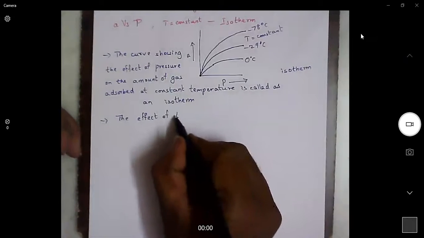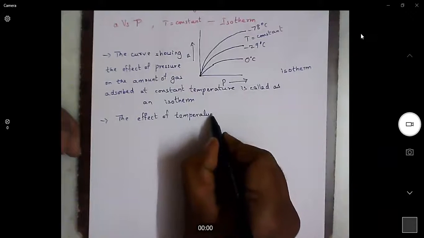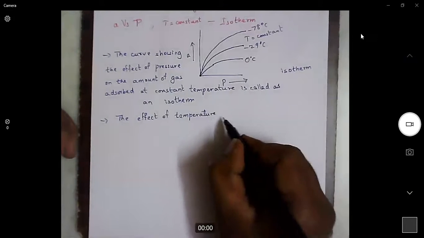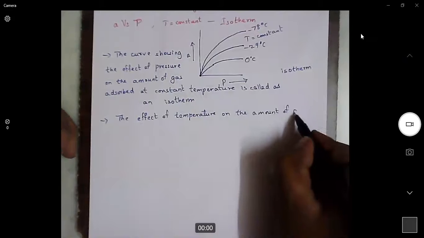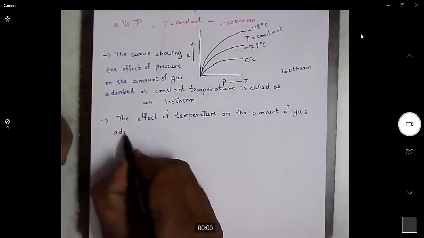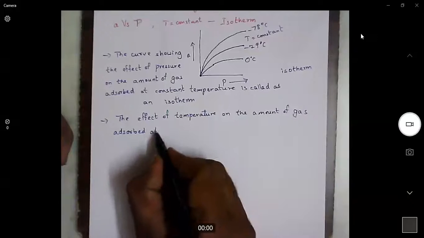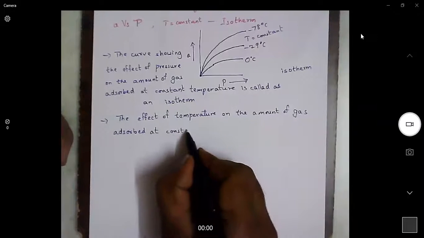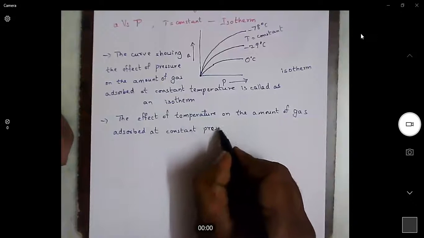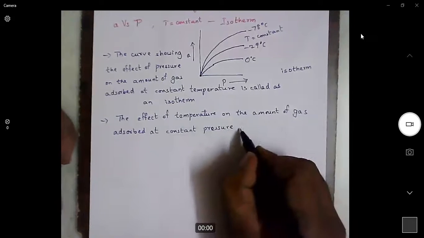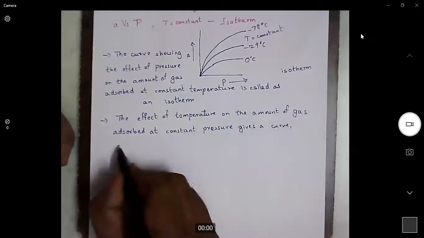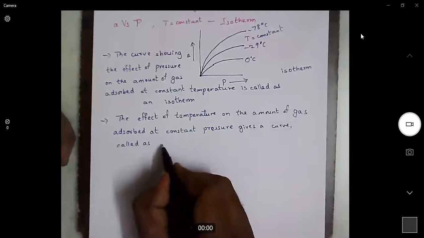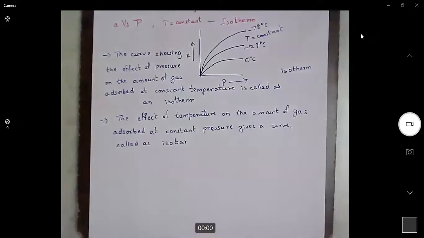The effect of temperature on the amount of gas adsorbed at constant pressure gives a curve called an isobar.